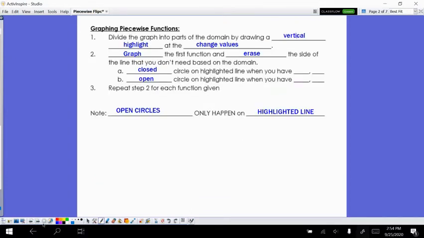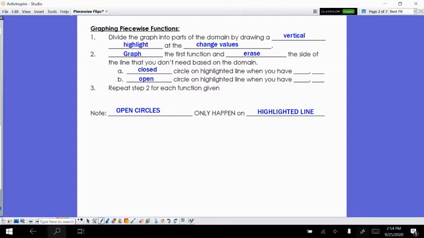After we evaluate, we're going to end up graphing some piecewise functions. And we're going to graph by first dividing into the parts of the domains we're given by doing just a vertical highlight, something that's not really part of our graph but shows us where we're going to change. Those are the change or the transitions. We're going to graph the first function and then get rid of what we don't need. So we are just going to be graphing lines today. So as long as you can graph a line, you're graphing a line and erasing.